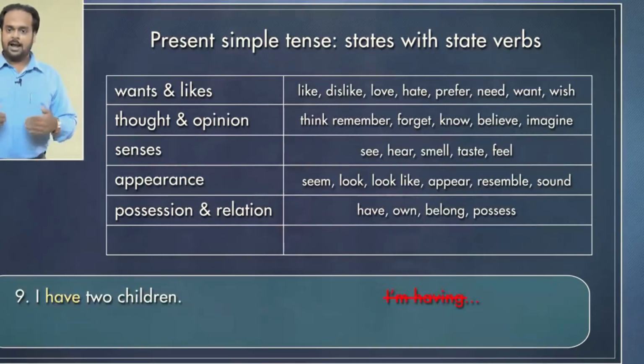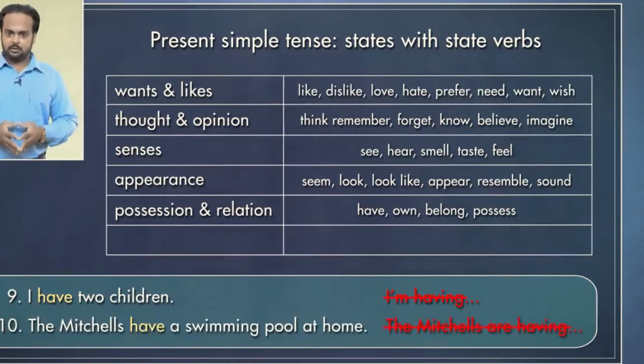For example, I have 2 children. The present simple tense should be used here because this shows the relationship between me and my children. So I cannot say I'm having 2 children. It's a common mistake. Another example is the Mitchells, that means the Mitchell family, have a swimming pool at home. Remember, don't say are having.